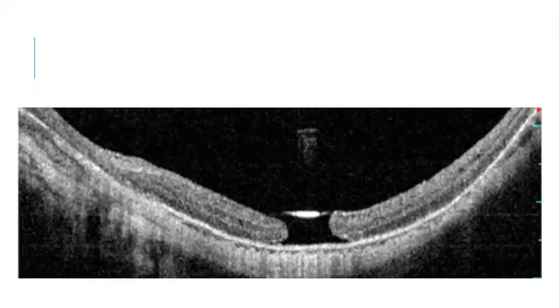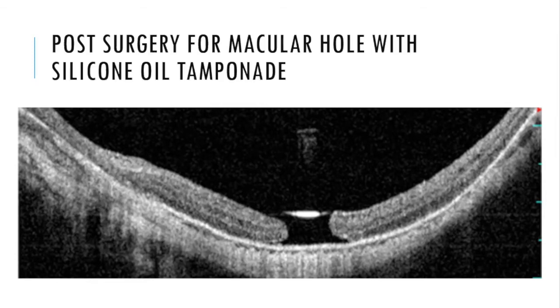So what you're seeing there is the hyperreflectivity of the edge of the back of that silicone oil bubble just hovering above. And unfortunately, again, this macular hole has failed to close despite the oil bubble. So post-surgery, silicone oil tamponade for full thickness macular hole.